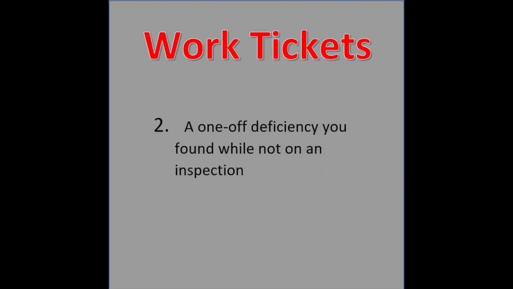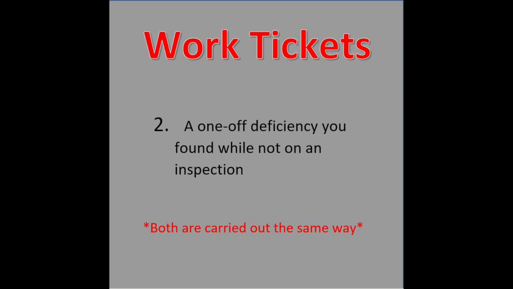The second type of work ticket is something that is a one-off that you might find while you're just walking through your building. This allows you to expedite that entire ticket process, skip the inspection, and just go straight into the problem or deficiency that you've just found.